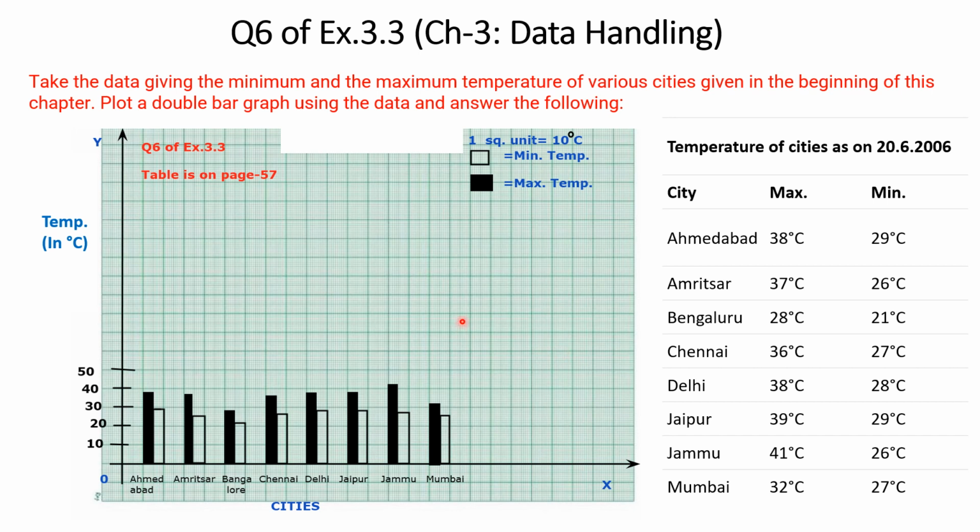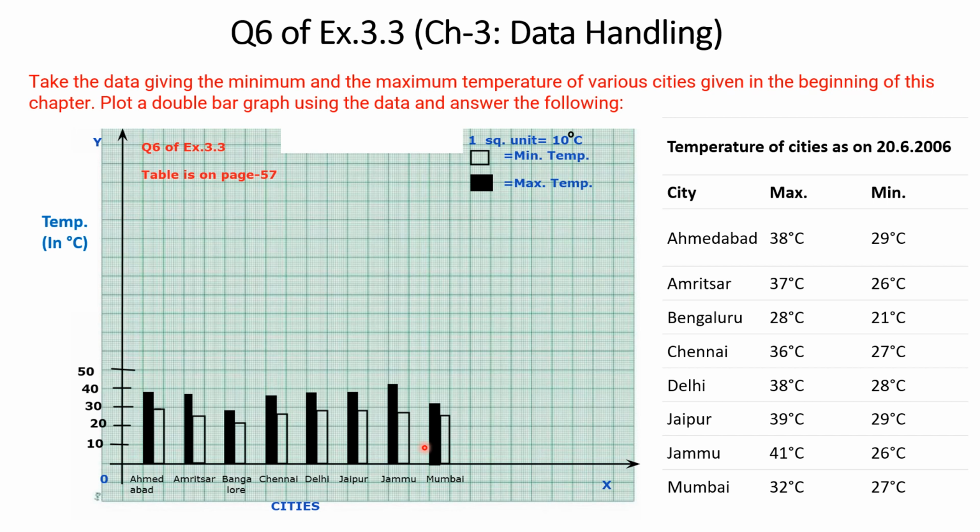Okay, that method is also easy, but in 7th standard you are just learning how to draw, so it is best to choose the easier scale which is 10. So I have taken 10 only, you also take 10, that will be best. So अमृतसर का था 37 डिग्री सेल्सियस टू 26 डिग्री सेल्सियस, तो सारे प्लॉट कर दिए. ओके, तो ये बन गया हमारा डबल बार ग्राफ.